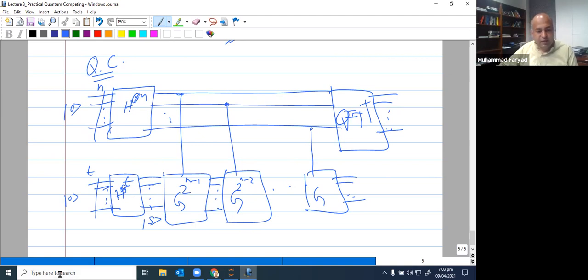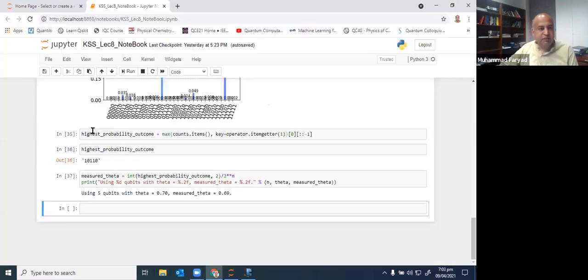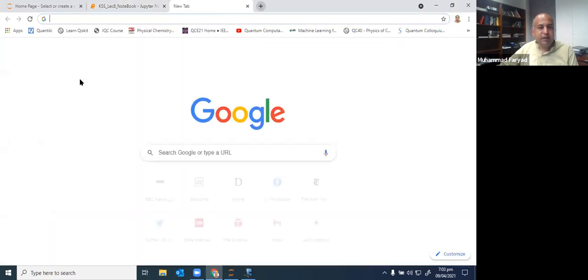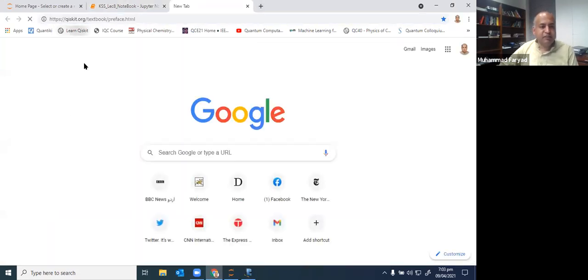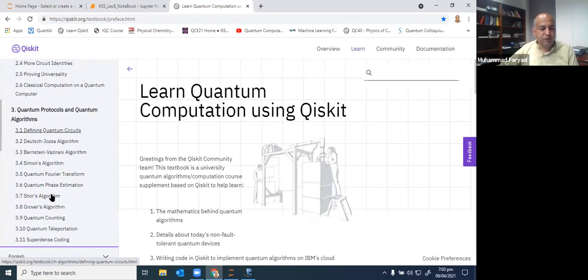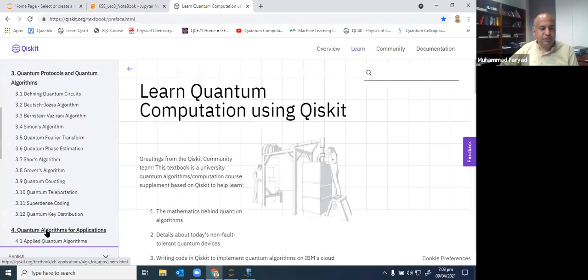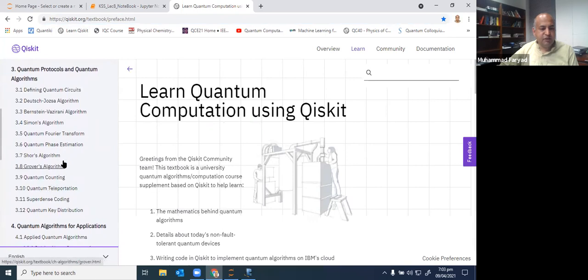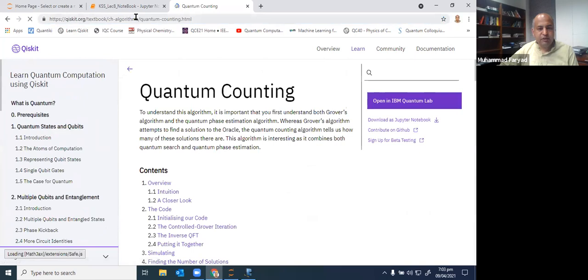Okay, if not, I will show you its implementation on the web that is done by the IBM people in this textbook. I can share you the link. I have already shared the link, but I'll share the link particularly for this algorithm, quantum counting. So we can just see it right there.